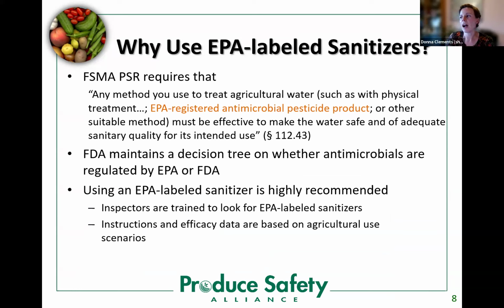What's the deal? And in the end, we highly recommend that growers use EPA-labeled sanitizers. One, because inspectors are really trained to look for that EPA label. So one of the common questions they ask is, what is the product you're using? Can I see the bottle? And if that bottle doesn't have an EPA number, they start to ask more questions because they are really trained for that EPA label. The label is the law, and to look for that registration.